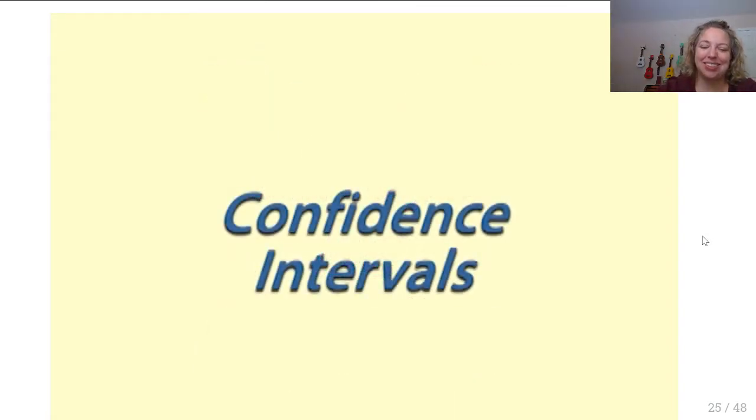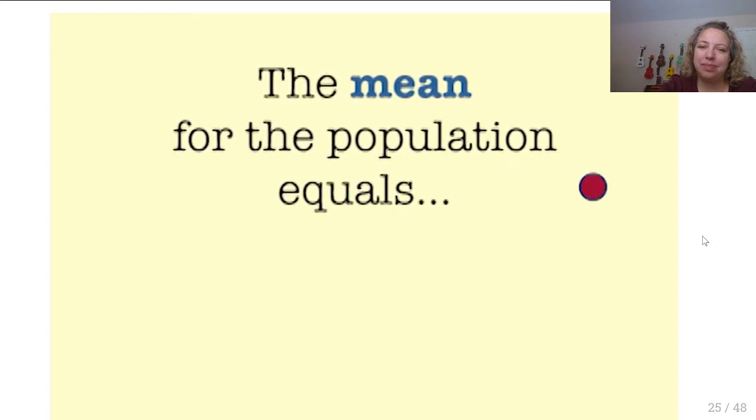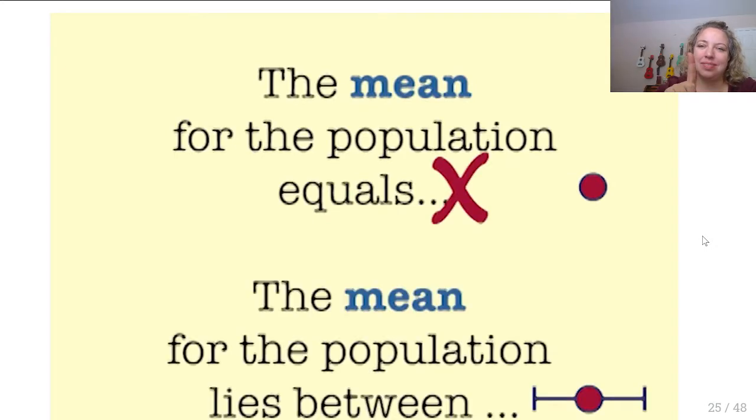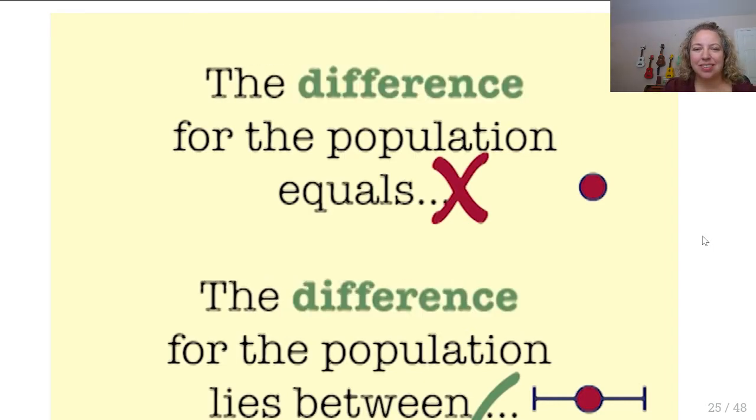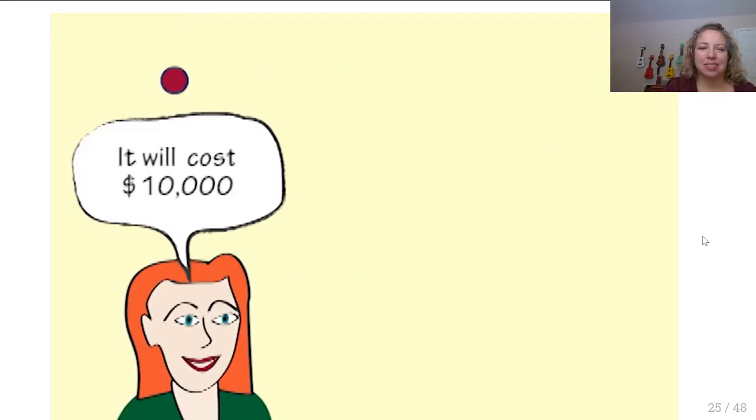Confidence intervals. When we express an estimate of a population parameter, it is good practice to give it as a confidence interval. A confidence interval communicates how accurate our estimate is likely to be.